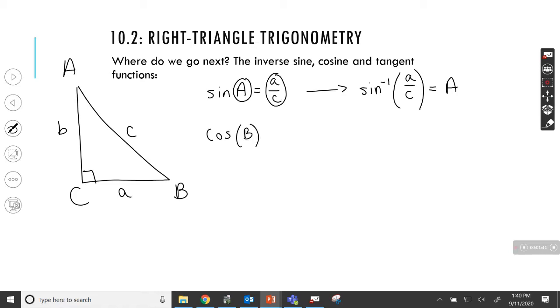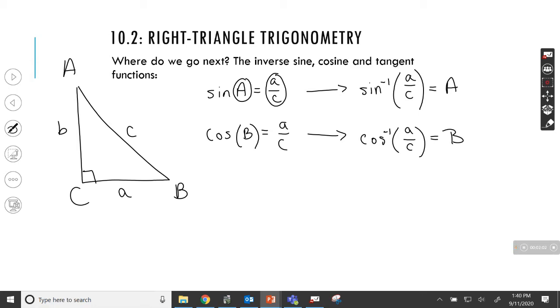Cosine, same idea. Cosine of B is going to equal what? So the cosine of B will be adjacent over hypotenuse, so a over c. That means the cosine inverse of a over c is equal to angle B.